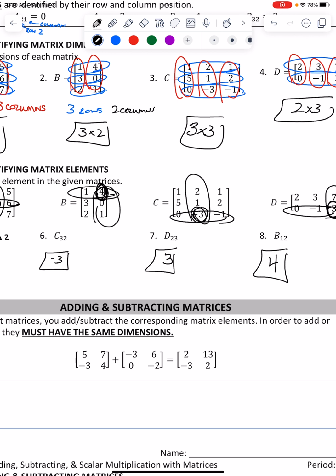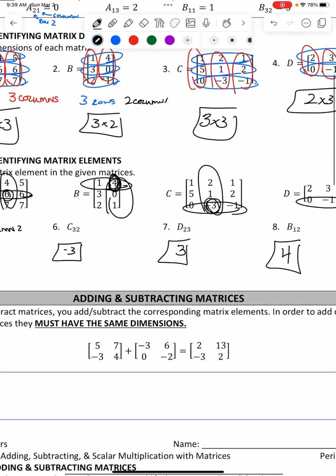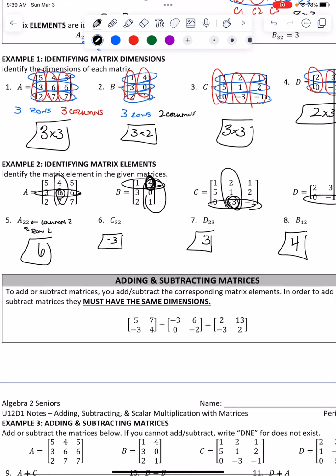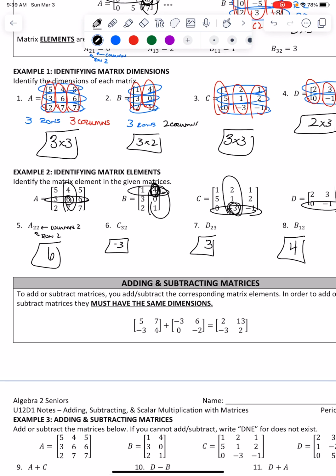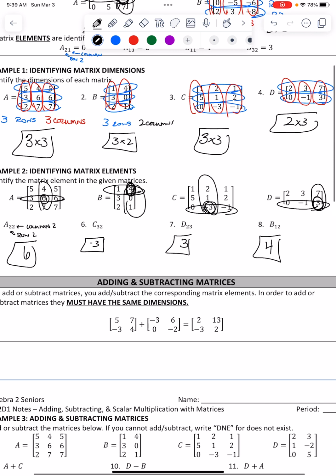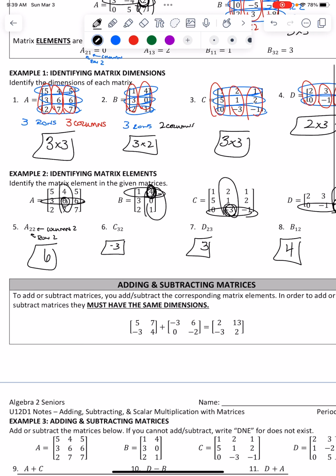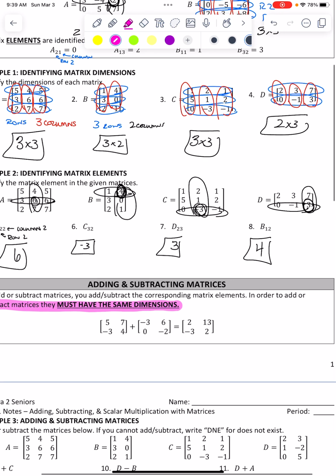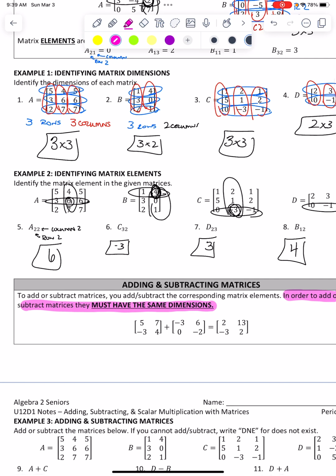Now for adding and subtracting matrices. To add or subtract, you just add or subtract the corresponding matrix elements. In order to add or subtract matrices, they must have the same dimensions. So they have to be the same dimensions in order to add.